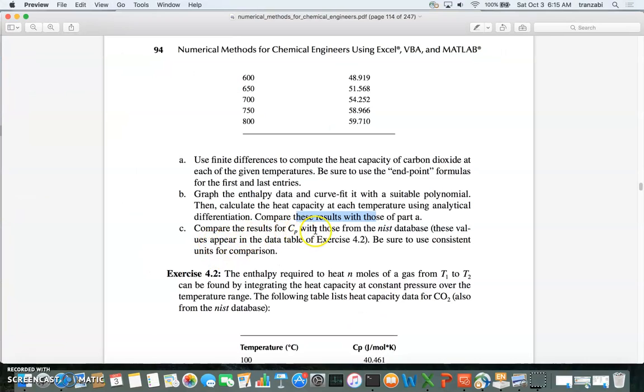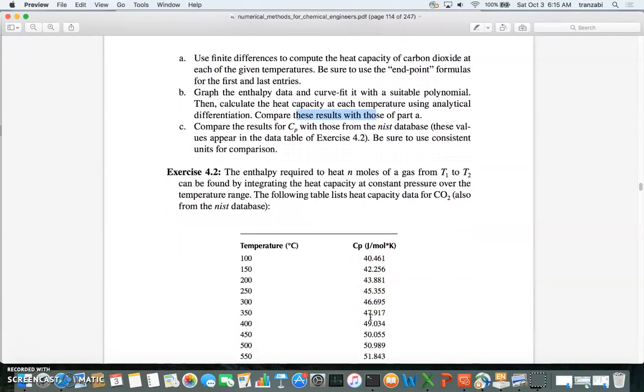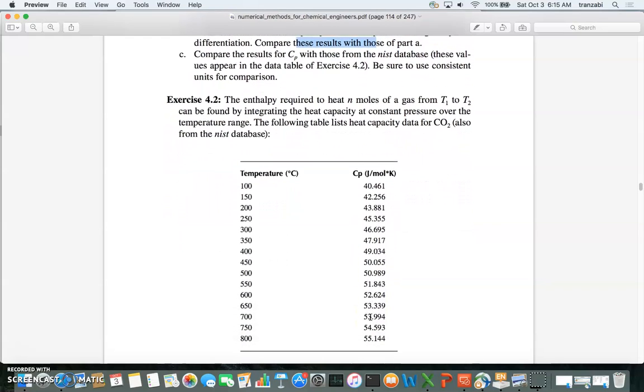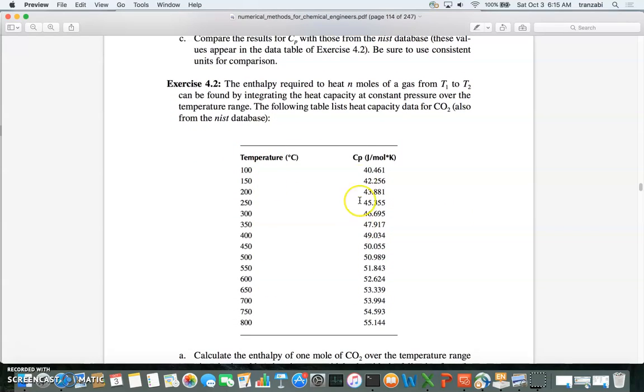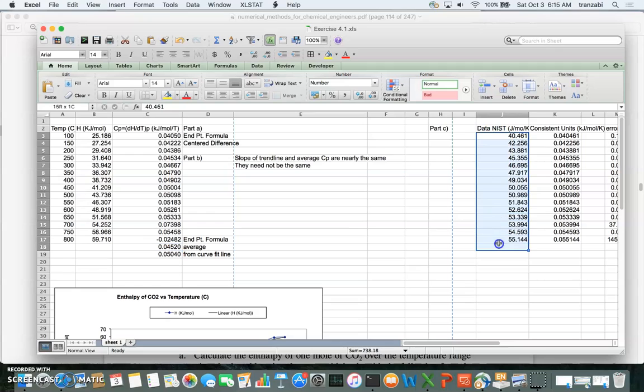And for part C, we have to compare with the NIST data from exercise 4.2. So Cp, the heat capacity, actually is given to us from the NIST table. This is the NIST table, temperature, and this is the heat capacity. So I copy the heat capacity to this table right here. This is the heat capacity from NIST, right?